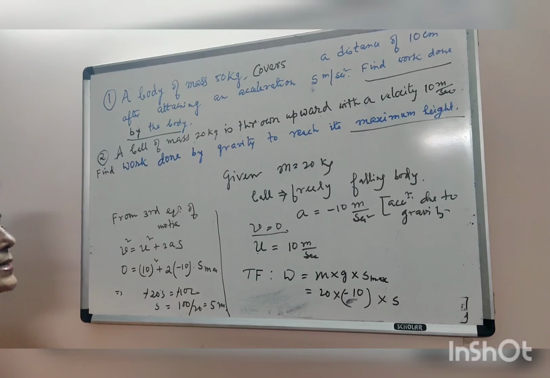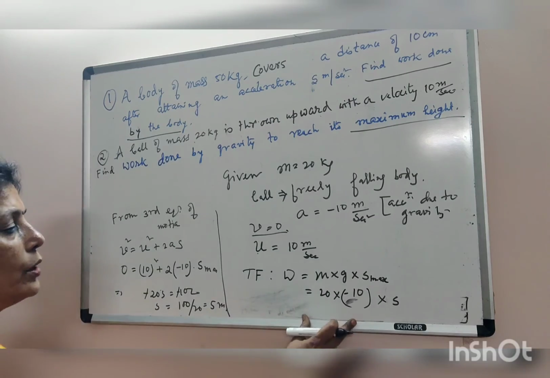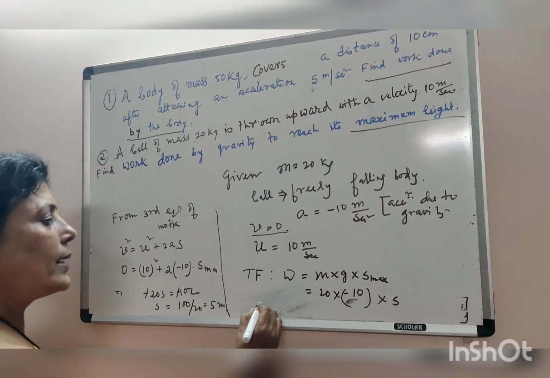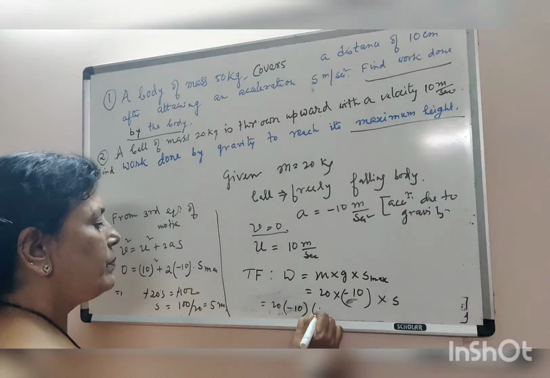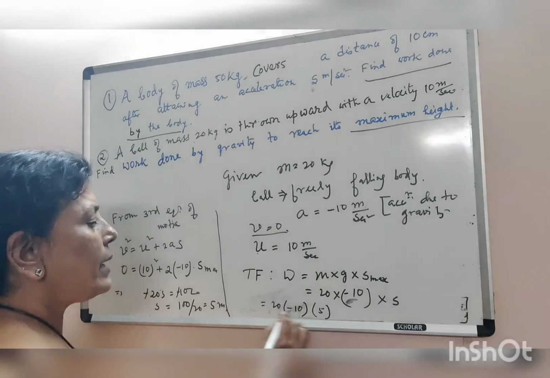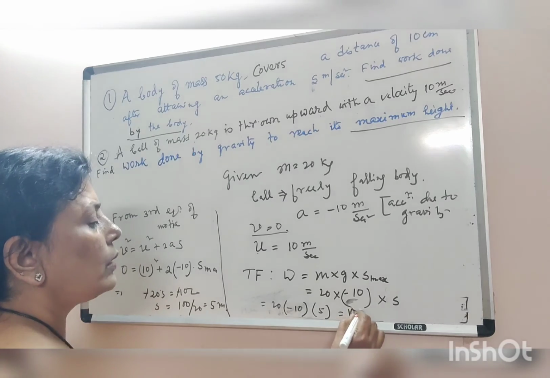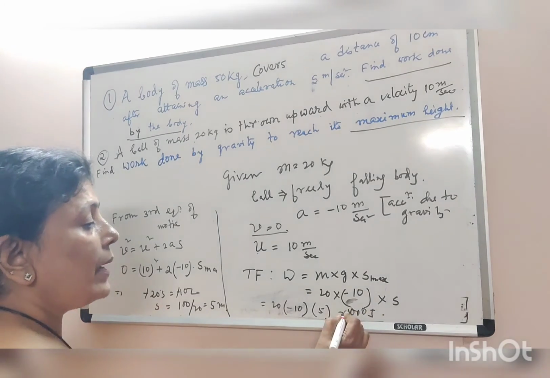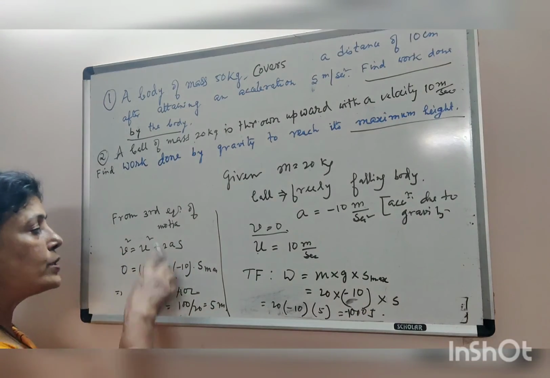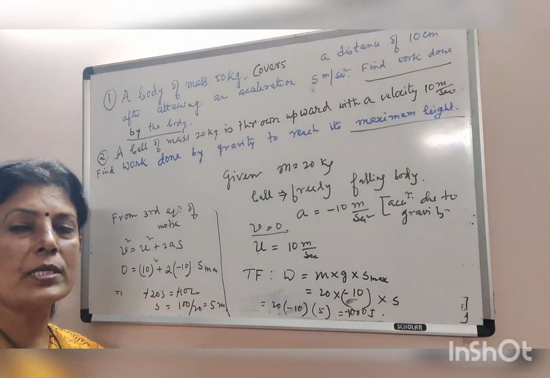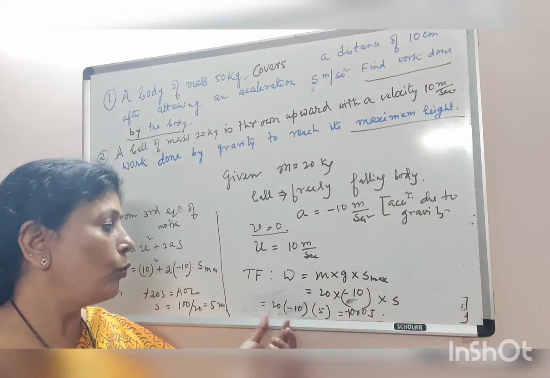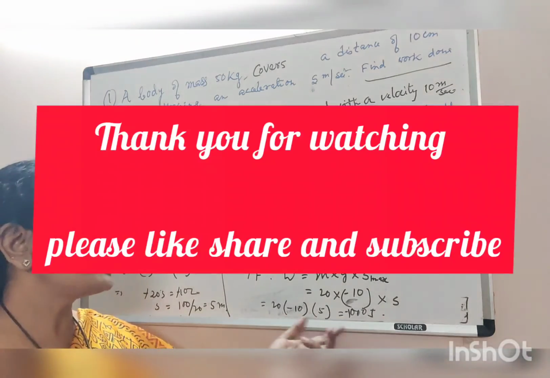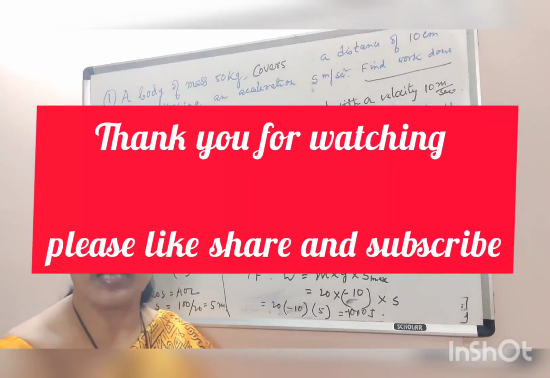Since s is known, we can put it here to get the amount of work done. That is 20 into minus 10 into 5 meter. That is 20 into 5, 100, into 10, that is 1000 joule. 1000 joule of work, but minus. Why? Because force and displacement are opposite to each other. So here work done is equal to minus Fs. Work done will be negative. So your answer will be minus 1000 joule.